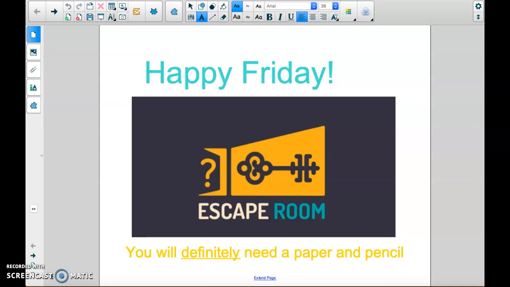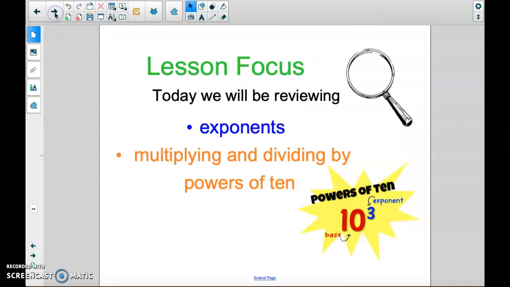Make sure before you get started, you have a piece of paper or something to write with and something to write on because you're definitely going to need it today. We have a little different activity for you today. Today is more of a review of exponents and multiplying and dividing the powers of 10.